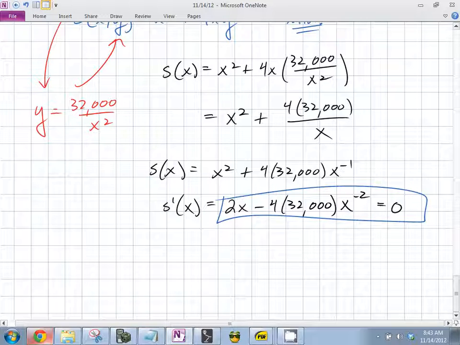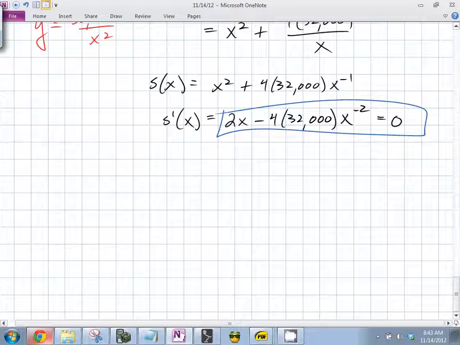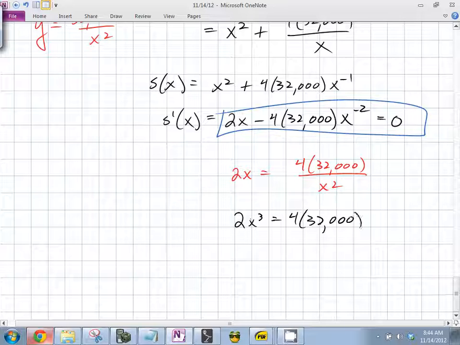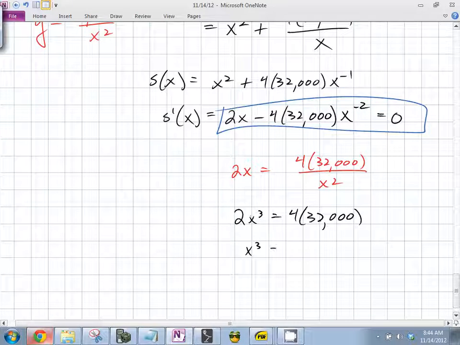So what do you end up with? You end up with 2x has to equal 4 times 32,000 all over what? x squared. Yes? I got stuck because I didn't... So what do you end up with? 2x equals 4 times 32,000 over x squared. I didn't multiply it out yet. So what does x cubed equal? 2 times 32,000, which is 64,000, which should make you happy. Whenever you get something like this, you should be happy. Why? It's a really nice cube.